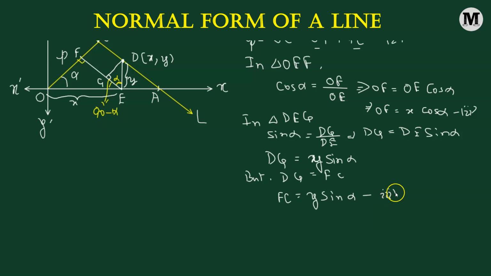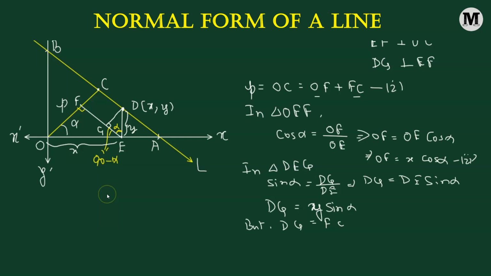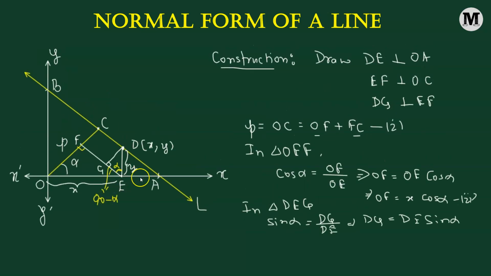So we can now substitute 2 and 3 back into equation number 1. Equation number 1 now becomes P is equal to x cosine alpha added to y sine alpha. So here we have successfully obtained the equation of the straight line. In this approach, we considered the locus of a point D, which lies on the line, and with the help of this locus we were able to get the equation of the line. So this is one of the approaches.